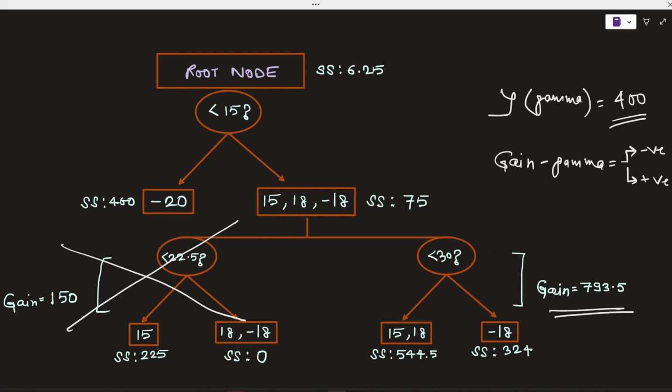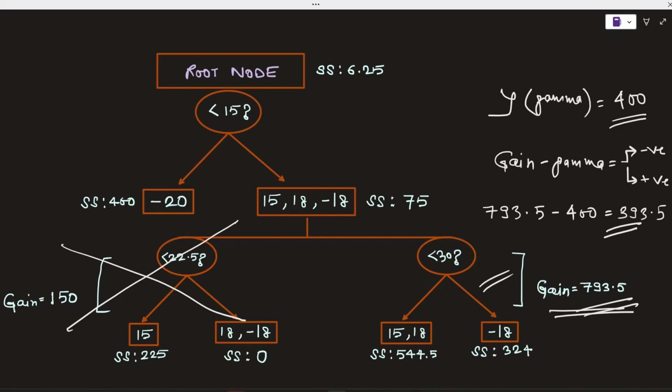So let's try the same for this particular example. So we will do 793.5 subtracted by 400 equals 393.5. And of course, since it is a positive value, we are not going to prune this particular branch. And therefore, the other nodes on the top will also not be pruned. Or in simplified terms, we are not going to remove it.